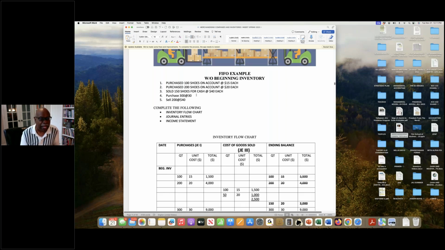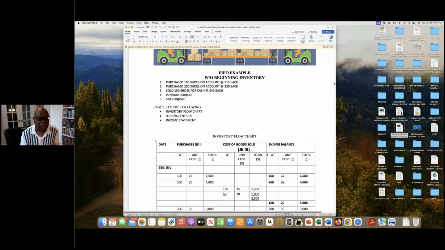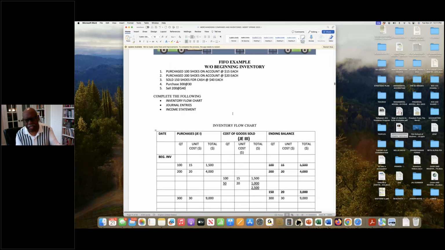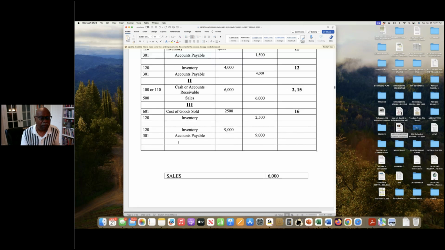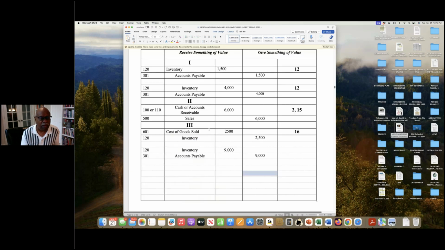So this is what happened. We're buying and selling. So we will continue to do that. So that's why we have to have this flow chart. In the first situation, we just look at each sale independent, but in actual practice, it'll be a continuation. So when we sell 200 at 40, we got to have a repeat of these transactions.